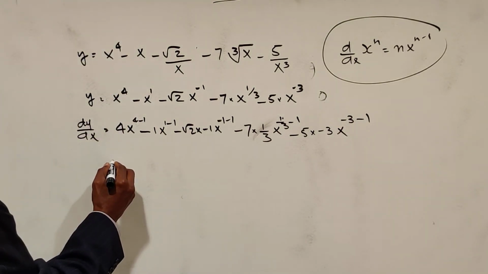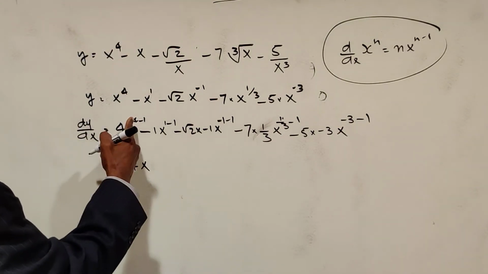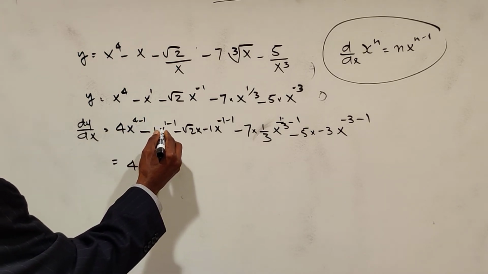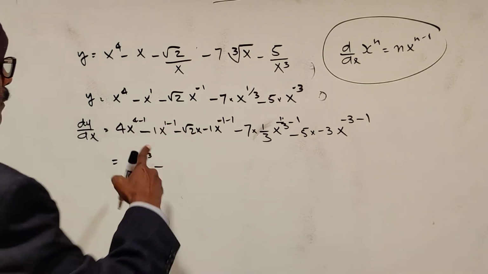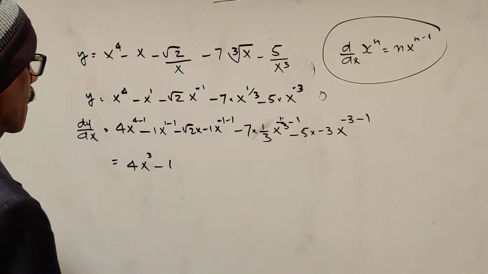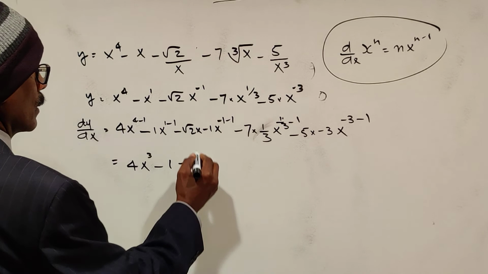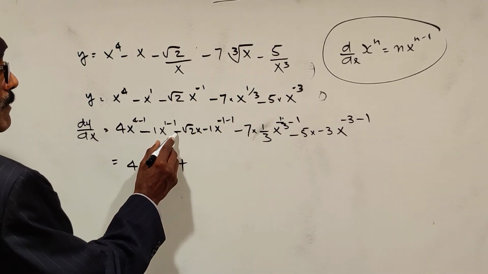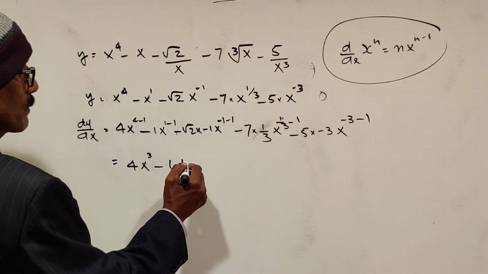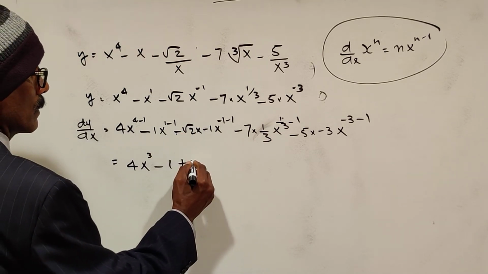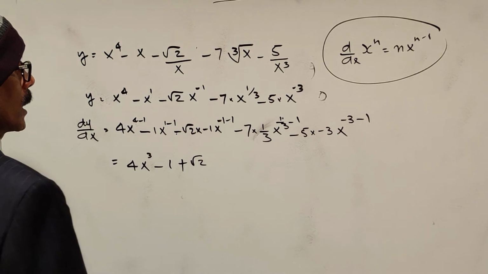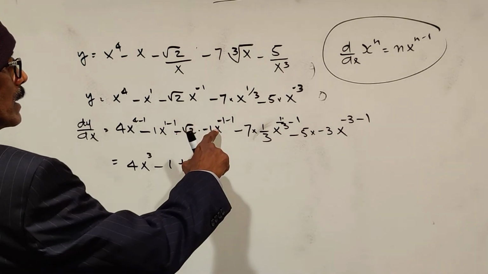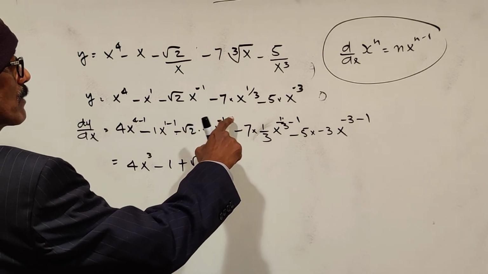Okay, simplify. 4x to the power, what is 4 minus 1? 3, minus, see, x to the power 0 is 1, minus 1. Okay, then minus root 2, minus into minus is plus. Did you see that? Minus times minus is plus. Root 2 into x to the power, what is minus 1 minus 1?